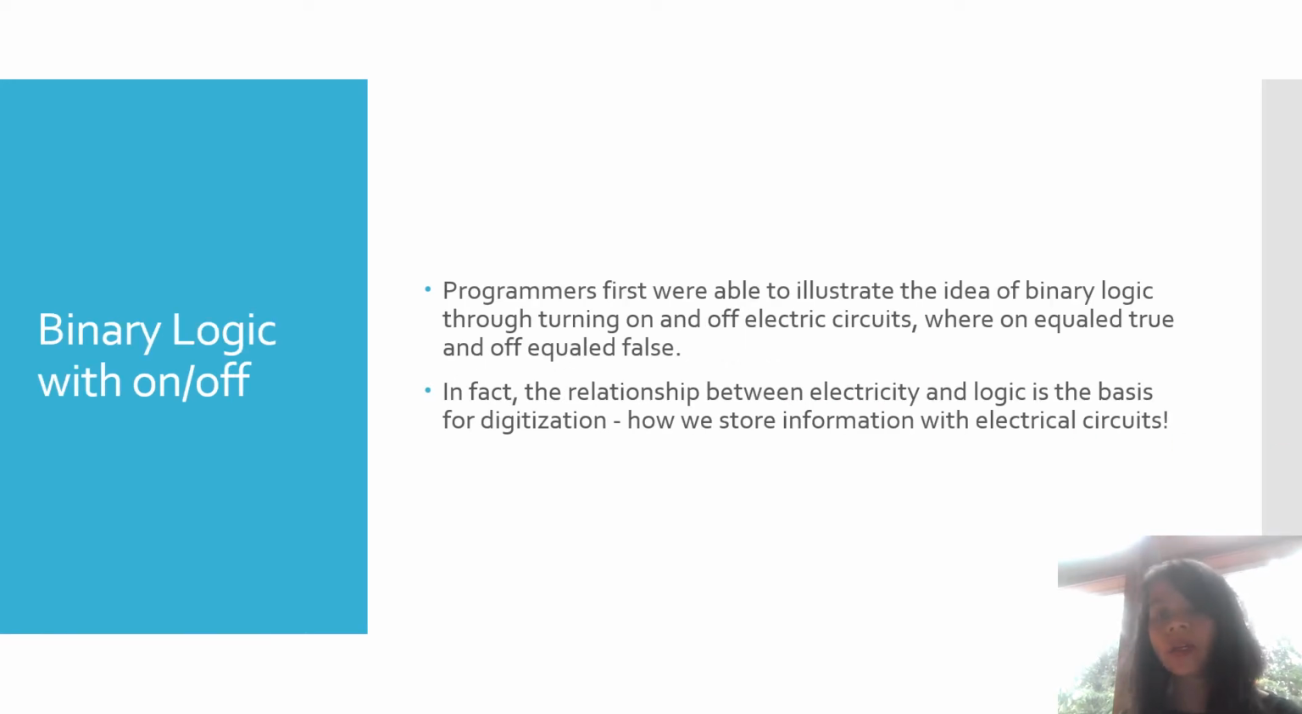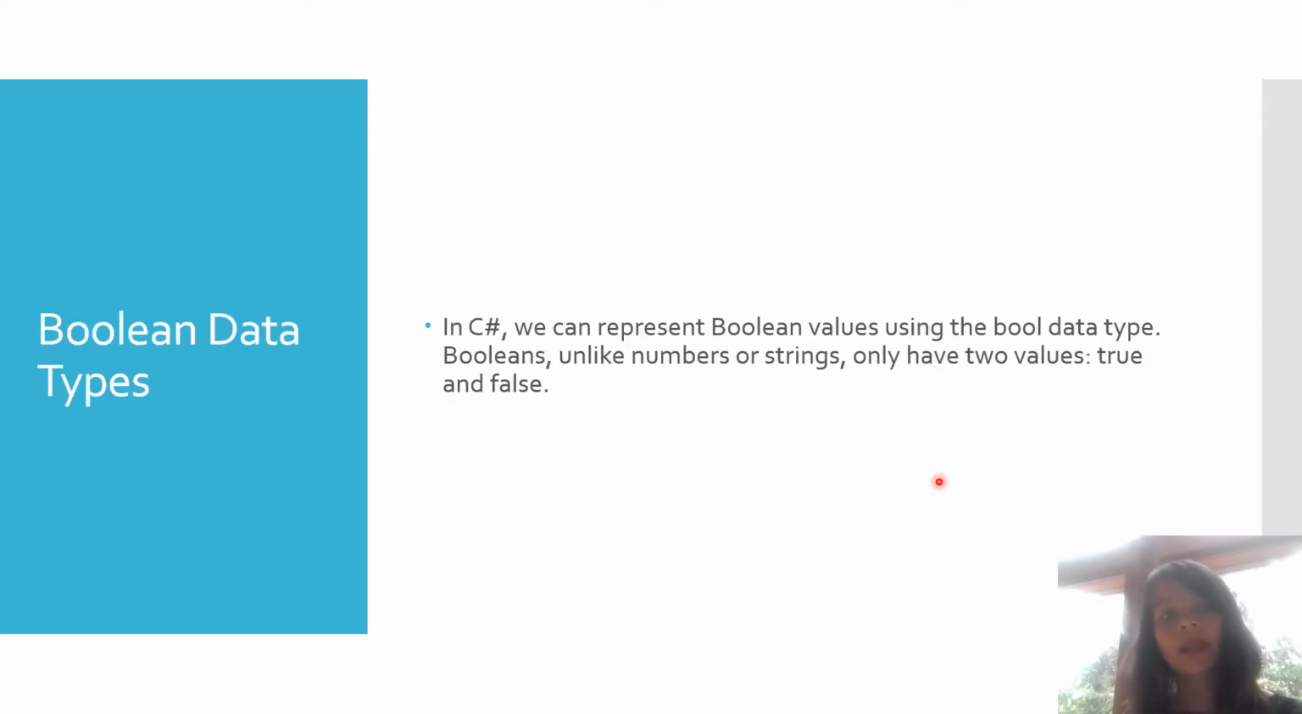Programmers first were able to illustrate the idea of binary logic by turning on and off electric circuits, where on equaled true and off equaled false. So on is true and off is equal to false. In fact, the relationship between electricity and logic is the basis really for digitization, how we store information with electrical circuits.